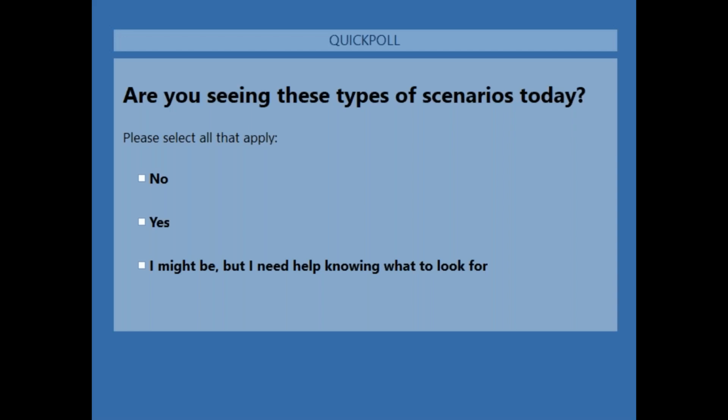I promise this is the last one. Thank you for everyone who answers. It's very helpful for our discussion. I'm going to throw it up right now. Now that Joe has shown you a couple of these kinds of scenarios, we're curious. Is this the type of scenario you're seeing today?